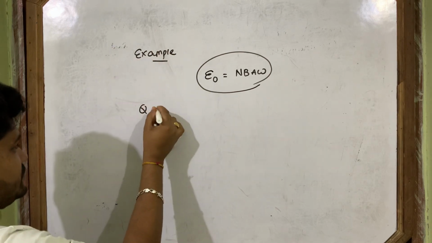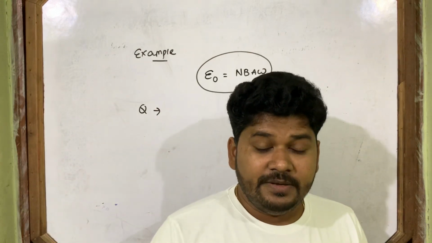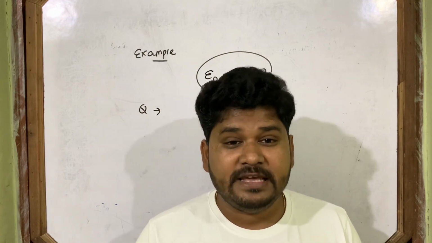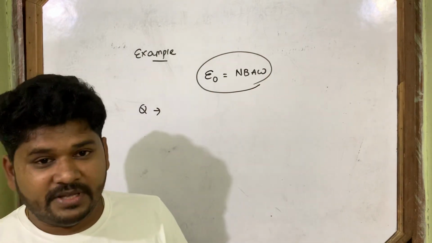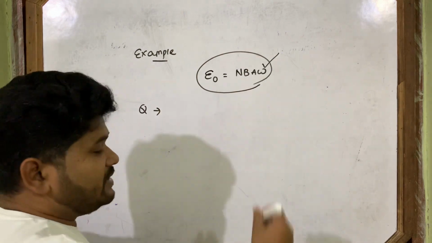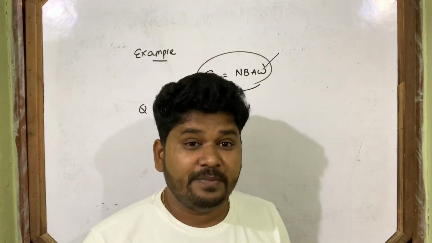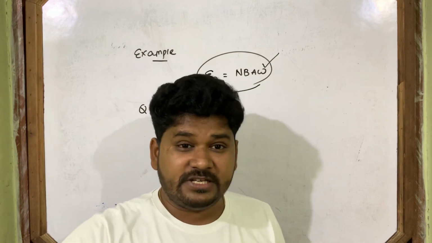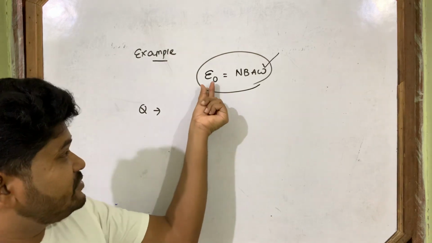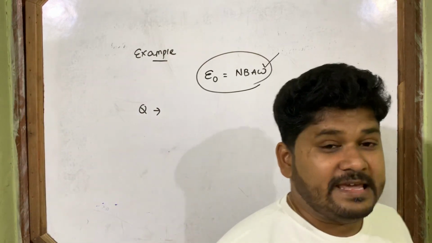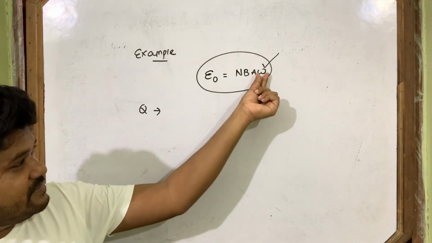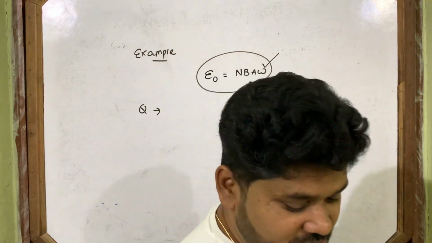Another question also sometimes comes in the exam. If the angular speed of the coil becomes double, what happens to the peak EMF? Angular speed double means omega becomes double, which means the coil rotates at a faster rate. Then the peak EMF also becomes double. From this expression, it is very clear. When omega becomes double, peak EMF also becomes double. This question always comes in the exam.